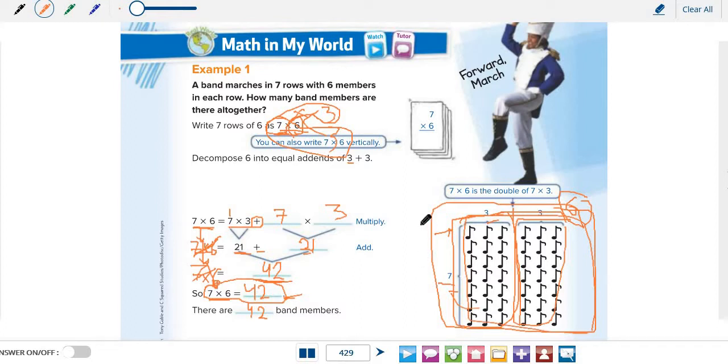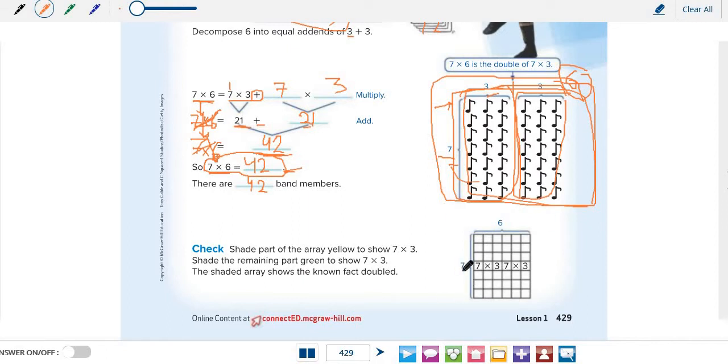And as you know, we can write the multiplication sentence vertically, just like this. 7 times 6 equals 42. So again, in this array, we have 7 times 6. We decompose this array into 2 equal arrays, 7 times 3. So shade this part yellow, the first array, and the other part with green, this part. This is the second array.